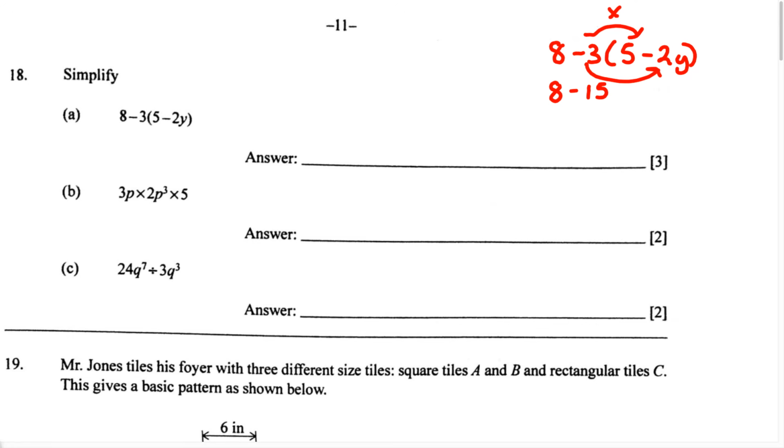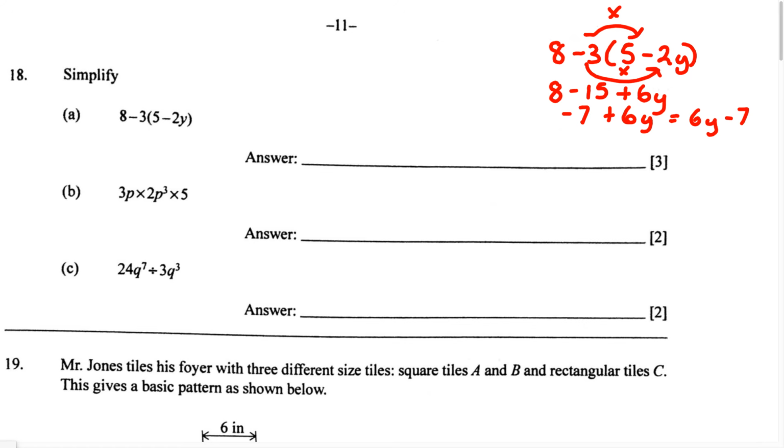And when we do negative 3 multiplied by negative 2y, we're just going to say negative 3 times negative 2. When we solve for this, we get a positive 6, so we can write plus 6y. Okay, now we're just going to simplify this. We can say 8 minus 15 is going to give us negative 7 plus 6y. Or you can write it as 6y minus 7. Any way you write it, you're going to get the correct answer.